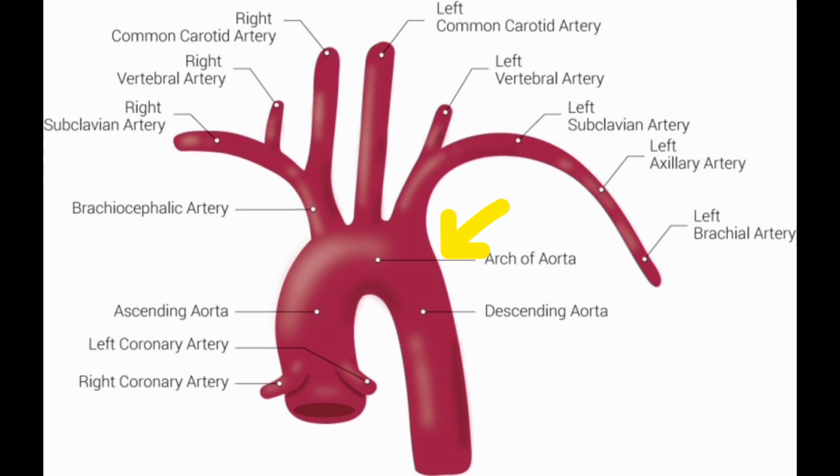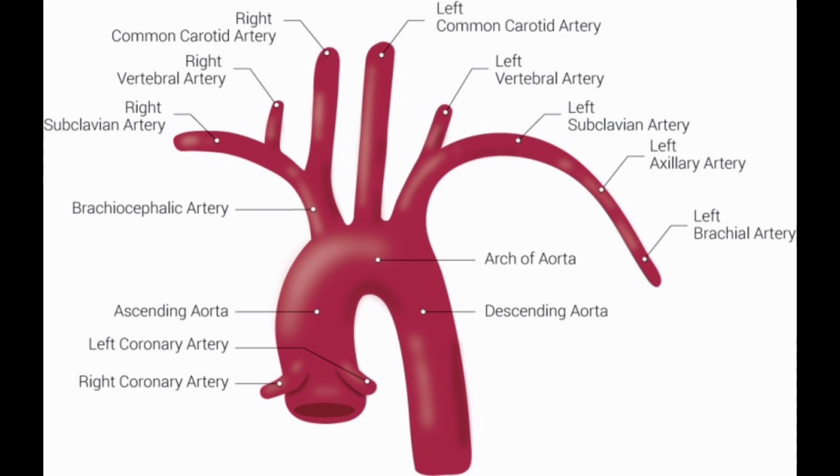From the arch of the aorta, three main branches arise. The first one is the right subclavian artery, then the left subclavian artery. The central one is the left common carotid artery. From the left subclavian artery, the left vertebral artery arises. From the right subclavian artery, the right vertebral artery and the right common carotid artery arise. The common carotid arteries then divide into the external and internal carotid arteries.